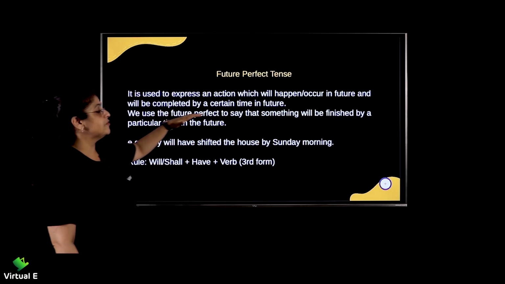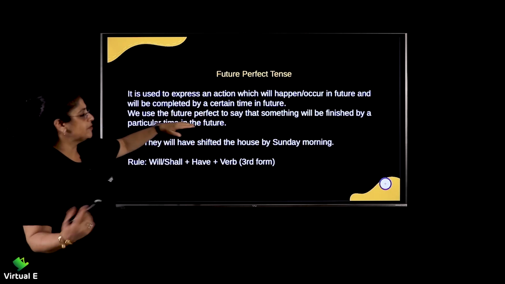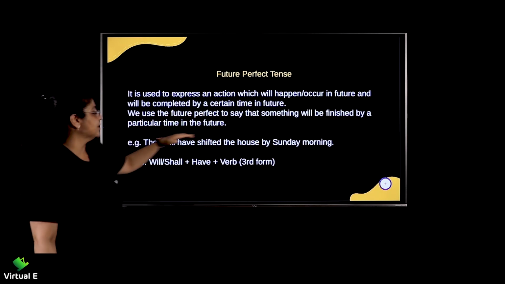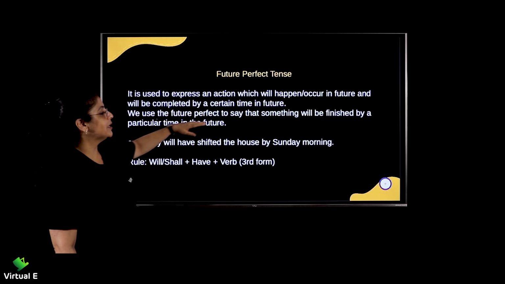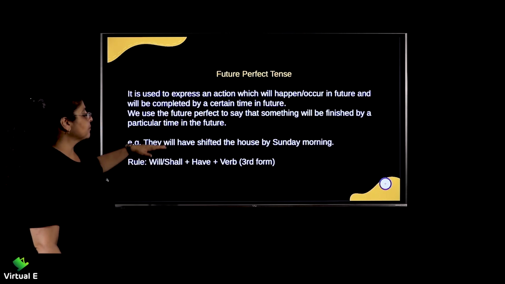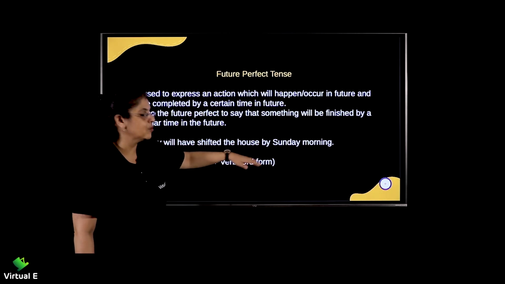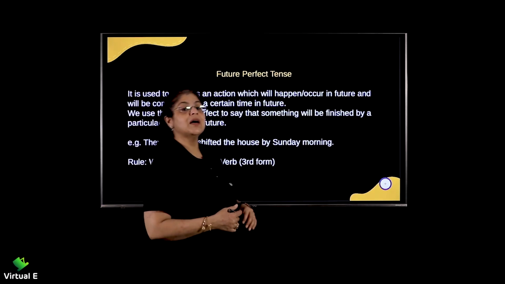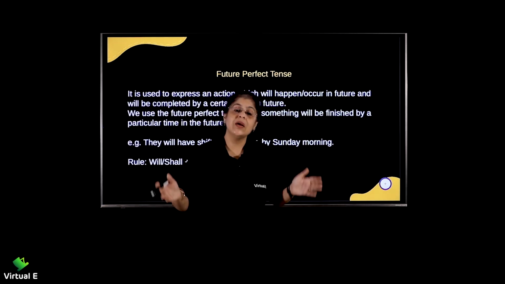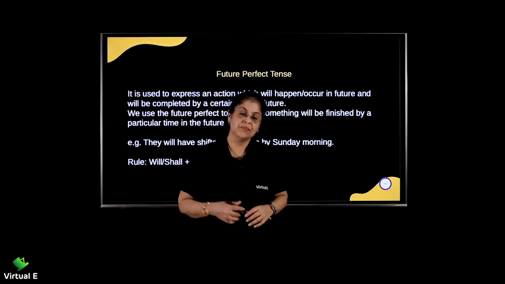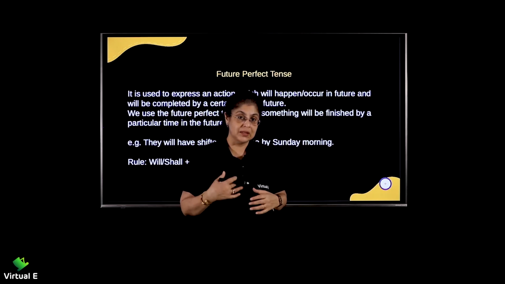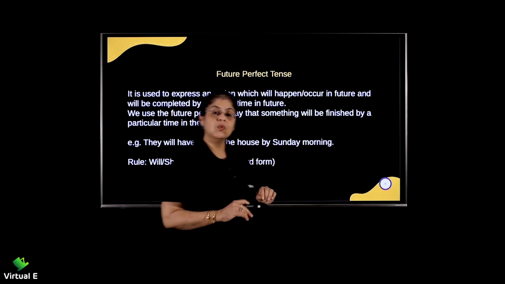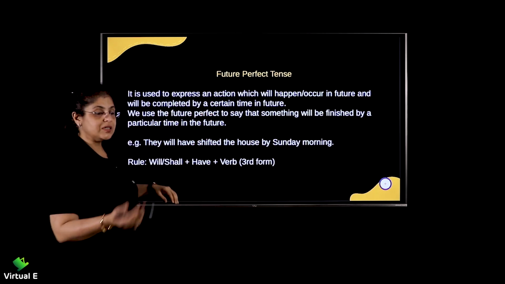So we use the future perfect to say that something will be finished by a particular time in the future. For example, they will have shifted the house by Sunday morning. Or when you come to my house tomorrow, I will have done my work. So when you come tomorrow, it's in the future. By that time, I will have done my work. So this is what it's going to tell you.